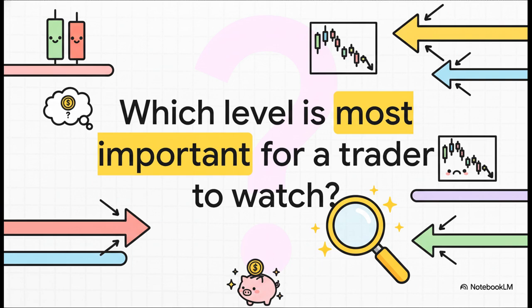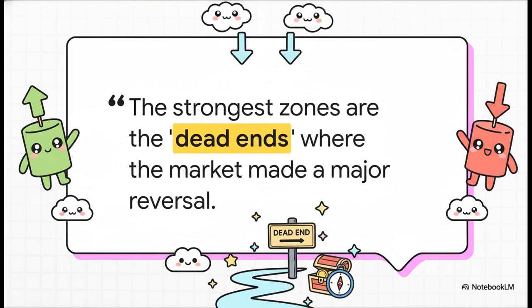Or something else entirely? Well, the answer is all about finding the dead ends. These are the absolute make or break levels. Think of them as the highest high or the lowest low before a massive game-changing reversal, with nothing but open space beyond them.